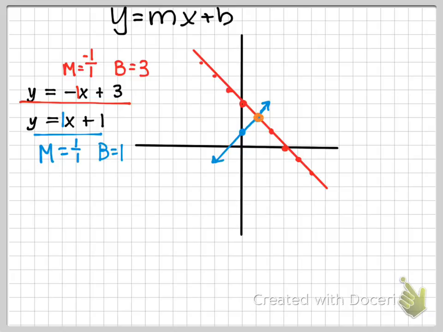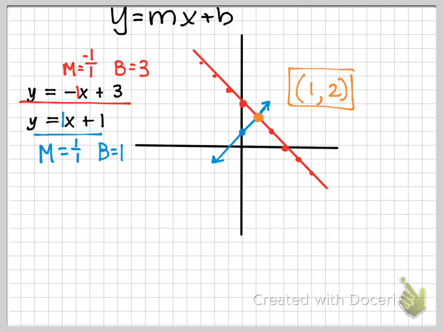So the point of intersection is right here, which is, I need to write my answer as an ordered pair, because it's not enough just to show me where the lines cross. I need to know that you know what the ordered pair is, which is 1, 2. Okay, so that's how we do that first problem right there.